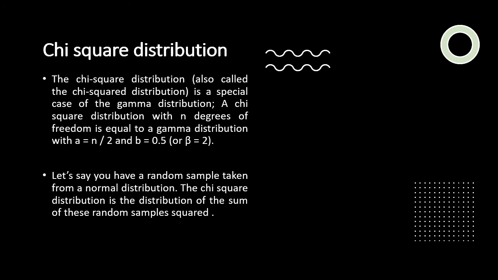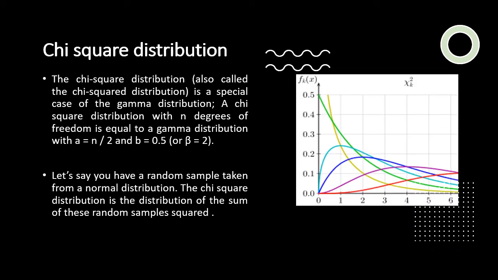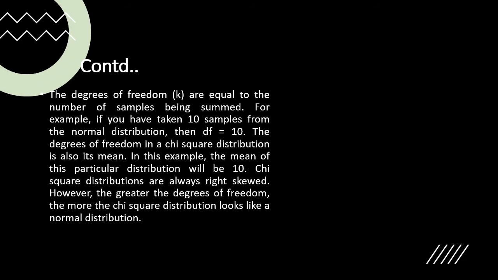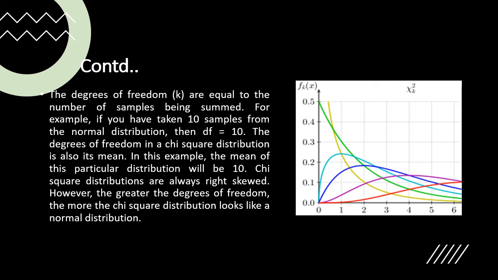Let's say we have a random sample taken from a normal distribution. The chi-square distribution is the distribution of the sum of these random samples squared. As you can see in this graph, the degrees of freedom are equal to the number of samples being summed. For example, if I have taken 10 samples from the normal distribution, then df would be 10. The degrees of freedom in a chi-square distribution is also its mean. In this example, the mean of this particular distribution will be 10.